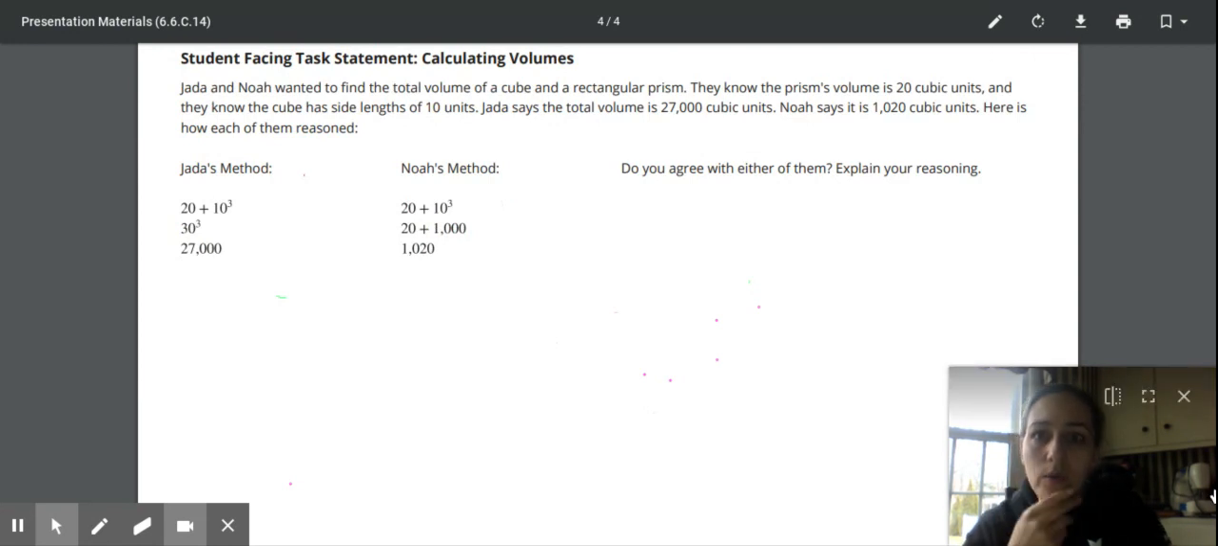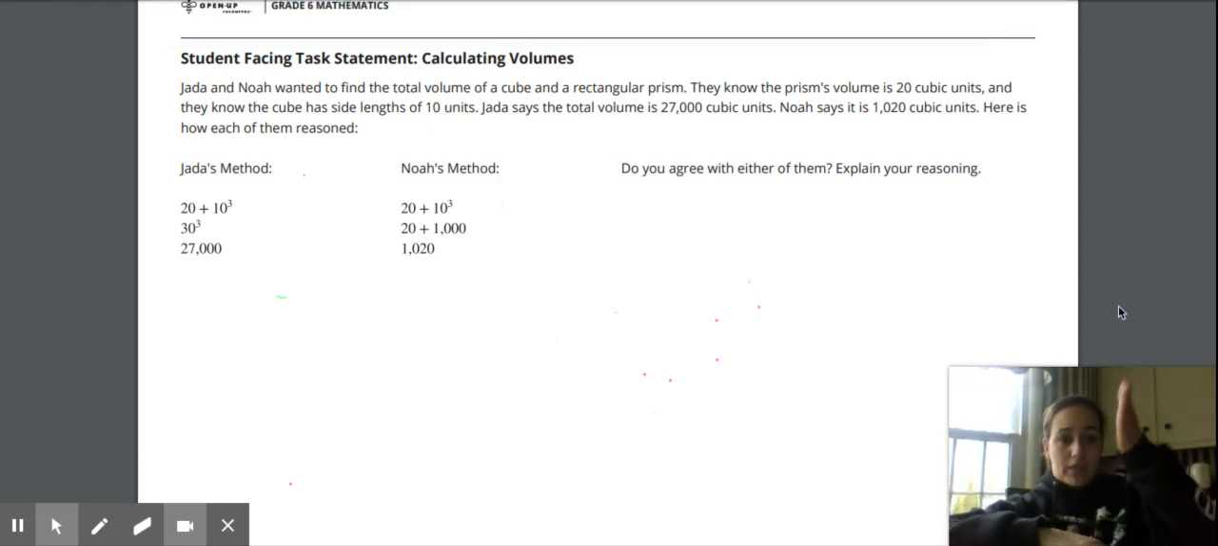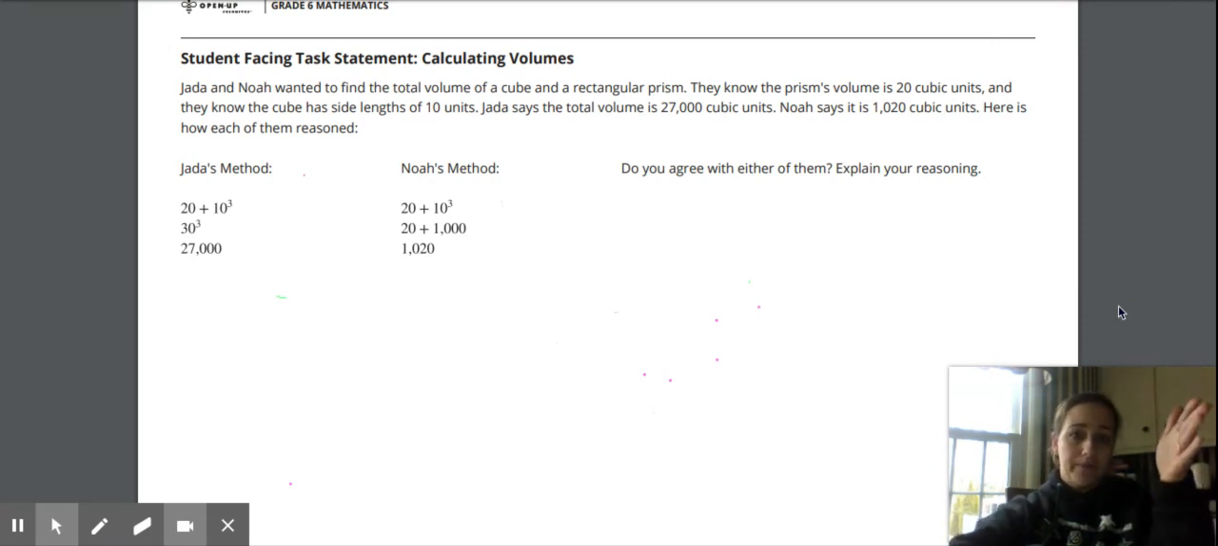And Jada and Noah wanted to find the total volume. Length times width times height gives us volume. A cube and a prism. They know we've got 20 units as the volume. They know the cube has a side length of 10. So it'd be 10, and it would also be 10 back. So 10 by 10 by 10 would be the volume of our cube.